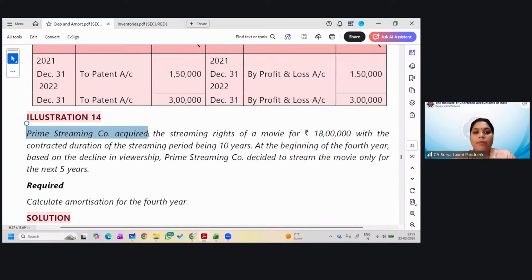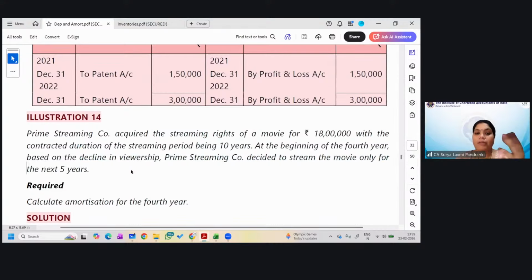There is a prime streaming company which has acquired the streaming rights of a movie for 18 lakhs with the contracted duration of 10 years. So you have purchased a streaming right. It is an intangible asset. The cost of the intangible asset is 18 lakhs and the estimated duration is 10 years. And at the beginning of the fourth year, based on the decline in viewership, they have decided to run it only for the next 5 years.